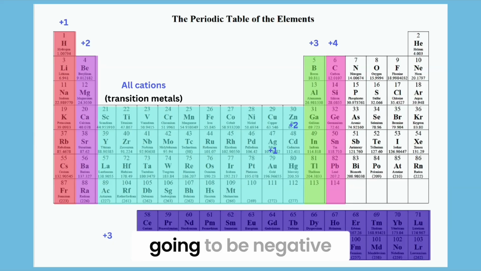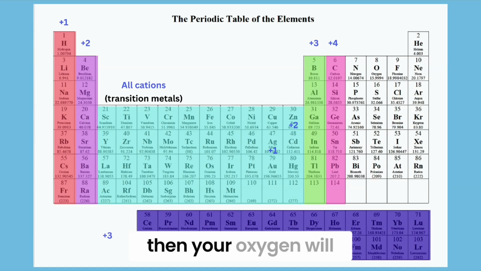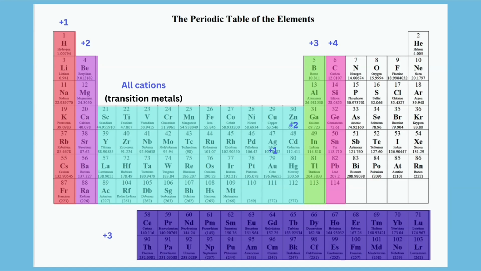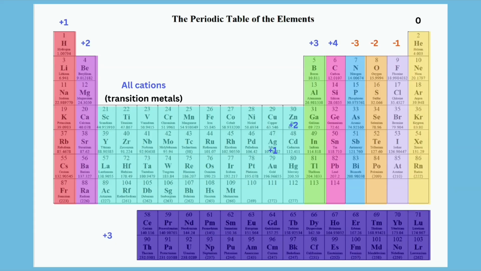Your anions are going to be -3, where the nitrogen group is. Then your oxygen will have -2. Your halogens will be -1. And the noble gases have no charges. And those are going to be used to make ionic compounds. If there's anything that you need to memorize on the periodic table, it would be these charges. Knowing the charges of your elements is based on where they're located on the periodic table. So if you know where everything is located on the periodic table, you remember which group is associated with which charge, then naming and writing formulas will not be a challenge for you.